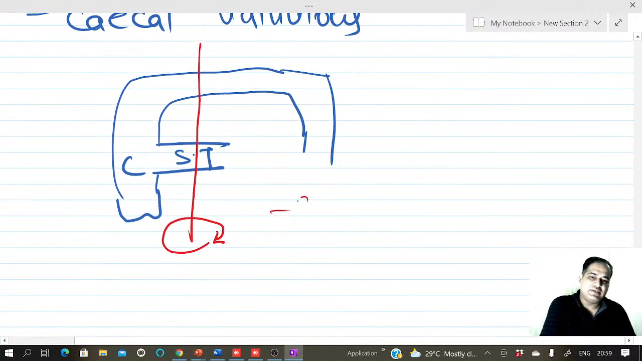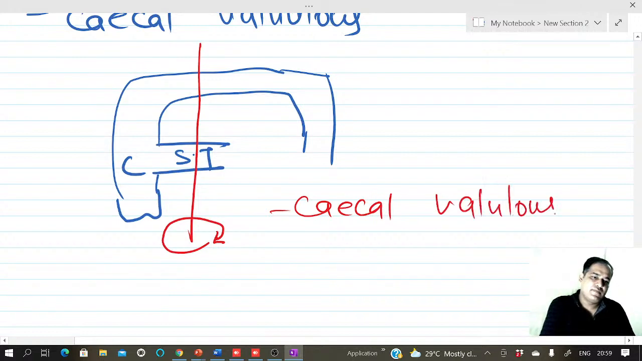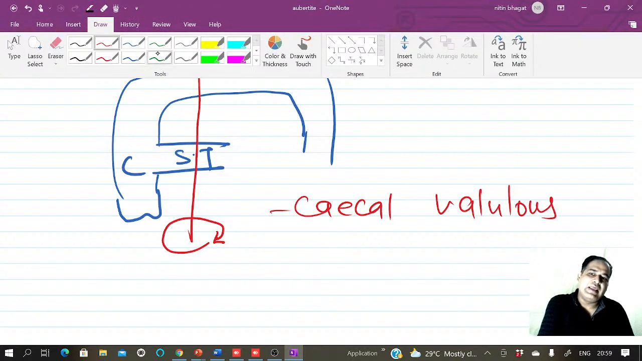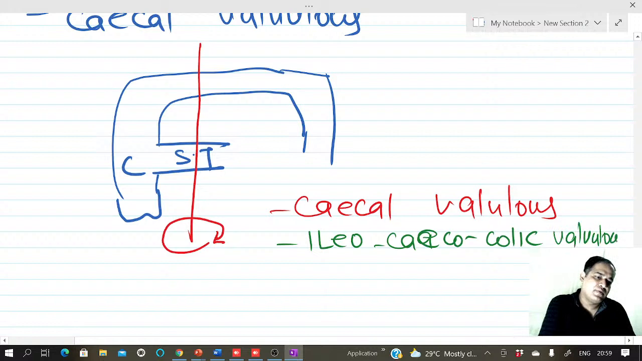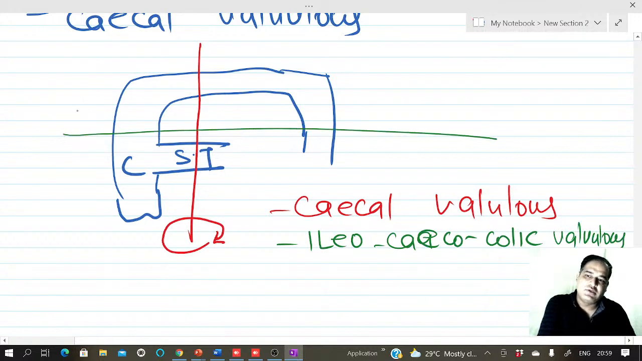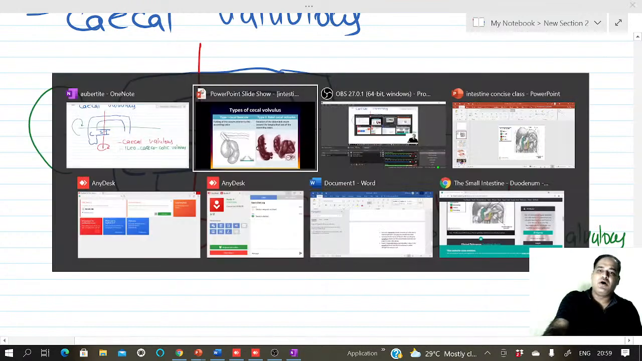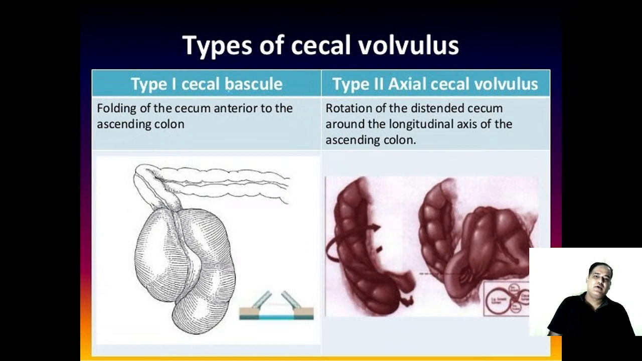Fine. So that is called as cecal volvulus. So basically, it is not cecal volvulus, it is colic volvulus, because all of the other organs are also involved. Now, this can also occur along this axis. Twisting can occur along this axis. You see here. This is called as cecal bascule.